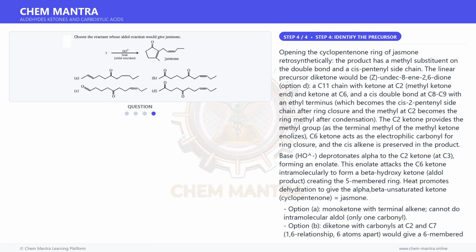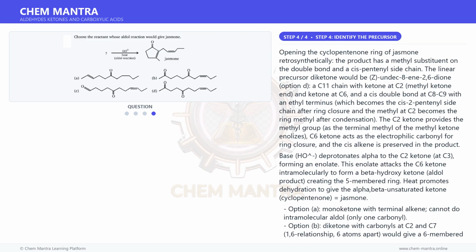Option A. A monoketone with a terminal alkene cannot do intramolecular aldol, as there is only one carbonyl. Option B. A diketone with carbonyls at C2 and C7, a 1,6 relationship, 6 atoms apart, would give a 6-membered ring, cyclohexene, not a 5-membered ring. Option C. A ketoaldehyde, aldehyde plus ketone, the geometry and chain length do not lead to jasmone's substitution pattern.